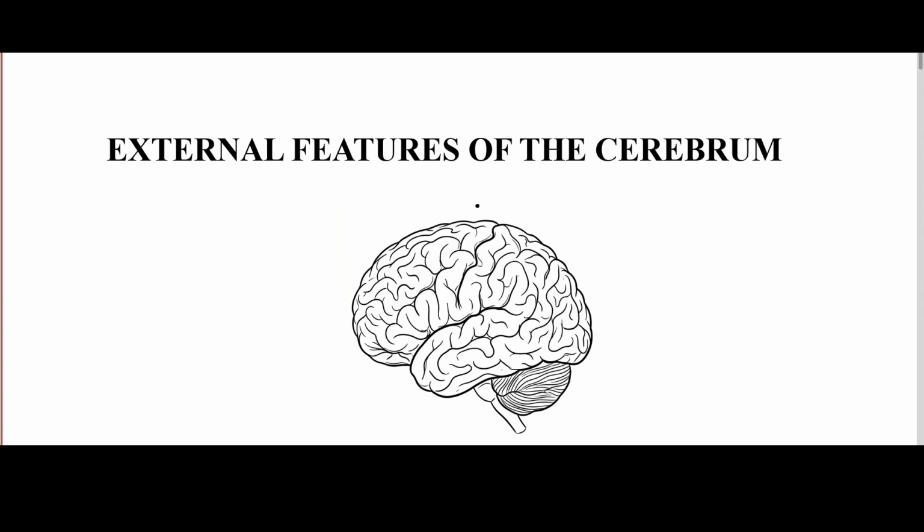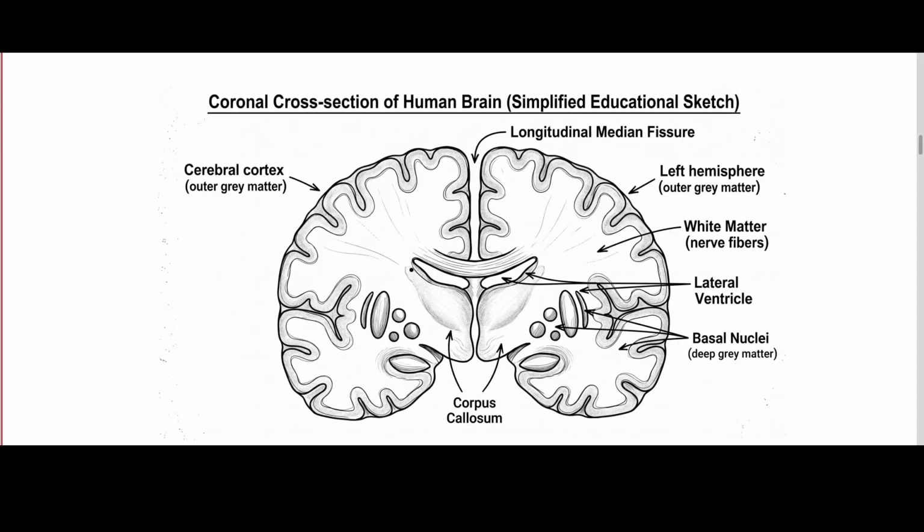Now, let's say we take a vertical section of this cerebrum this way, and we look at it like this. All right, so we are going to see something like this. So this is a coronal section of the cerebrum. And here we can see the longitudinal median fissure or longitudinal cerebral fissure that separates the two cerebral hemispheres. And at the base we have the corpus callosum that connects the two cerebral hemispheres.